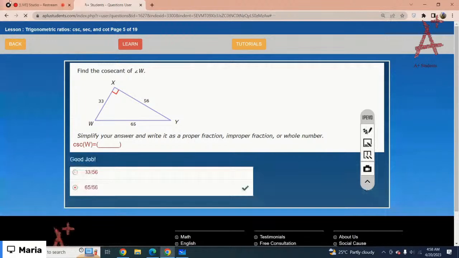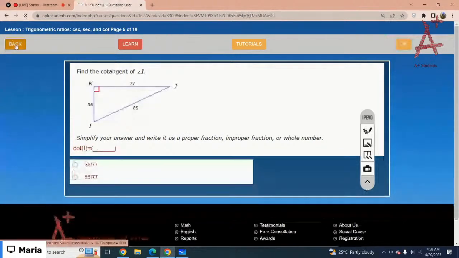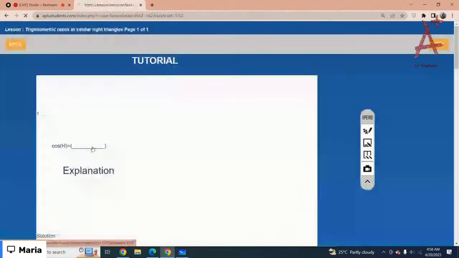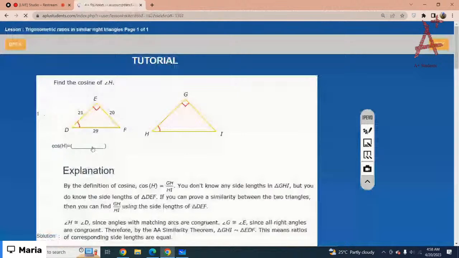Okay, you can complete the test by yourself later today. Let me just move on to the next lesson. The next lesson is trigonometric ratios in similar right triangles. Okay, find the cos of angle H.